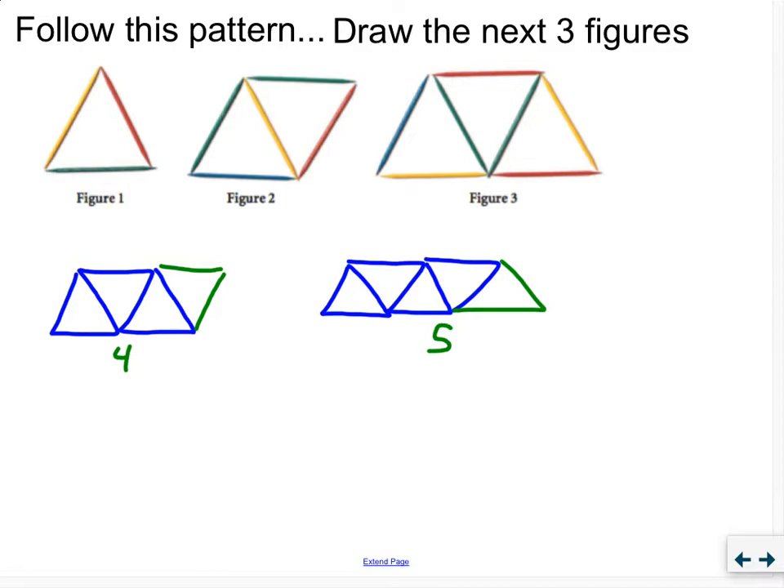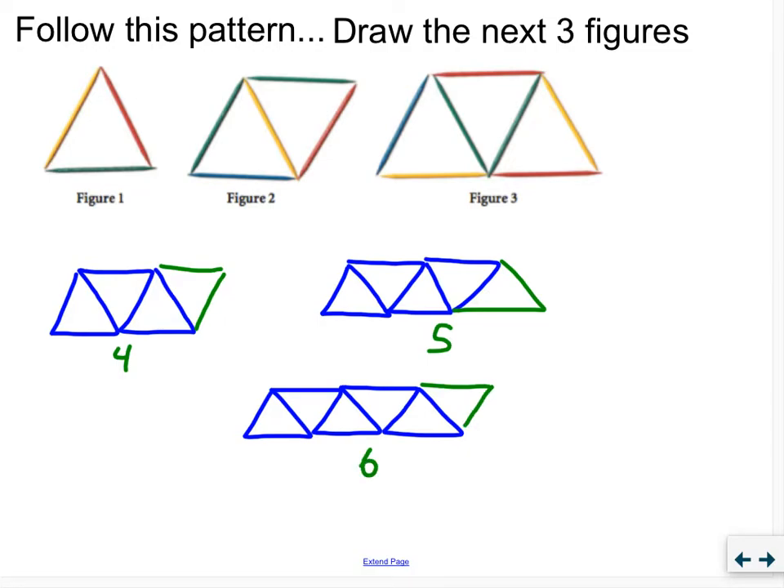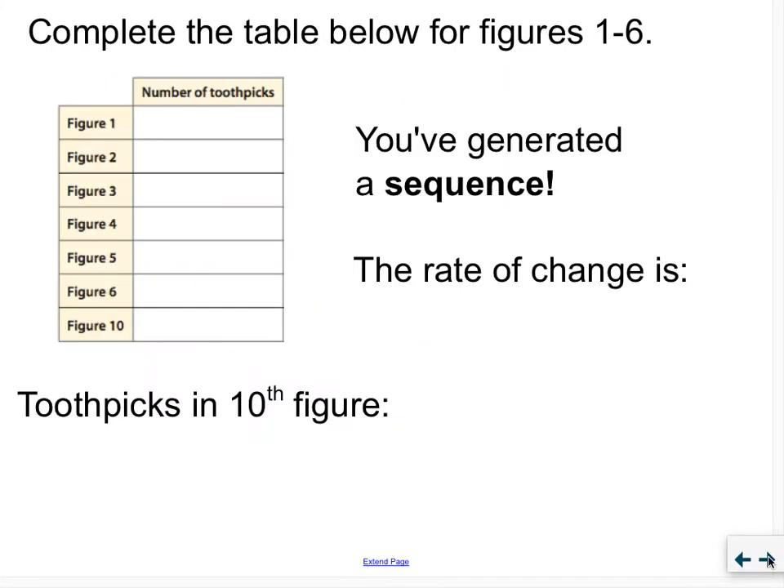There's figure 5. And again, starting with figure 5, we can build figure 6. So that looks like what figure 5 is, and then we're going to add toothpicks to make figure 6. So our pattern making is done, but let's take a look at some of the results of it. So let's complete the table for figures 1 through 6.